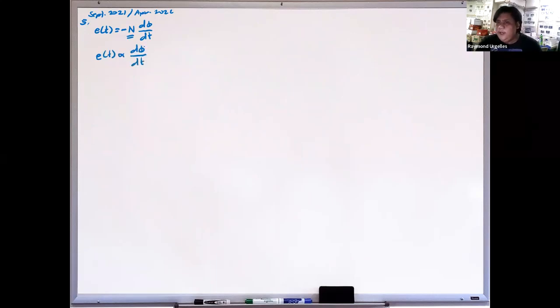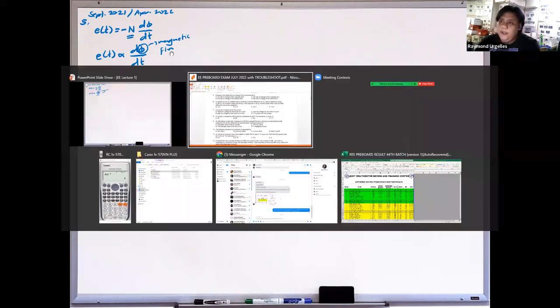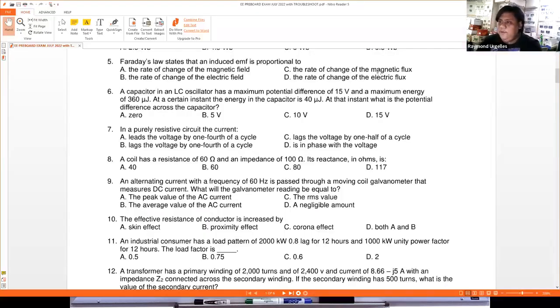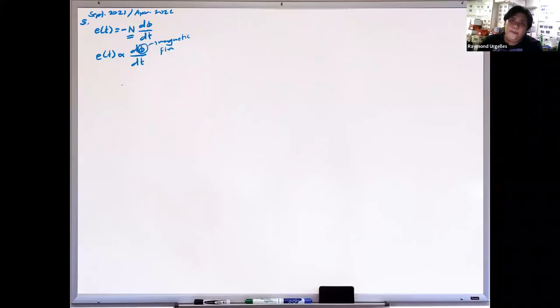And what is this phi here? Itong phi na to is the magnetic flux. So kaya ibig sabihin, EMF is directly proportional to the rate of change in magnetic flux. So again, that's the rate of change of magnetic flux. That's letter C.